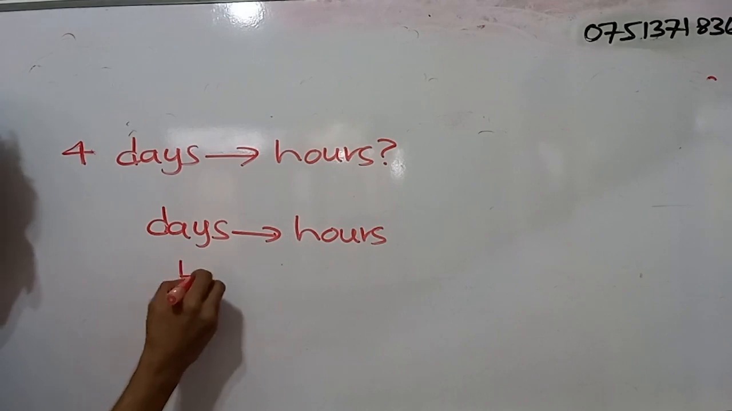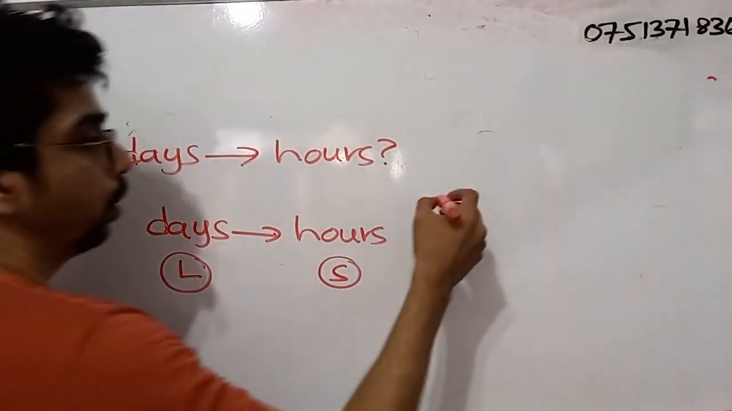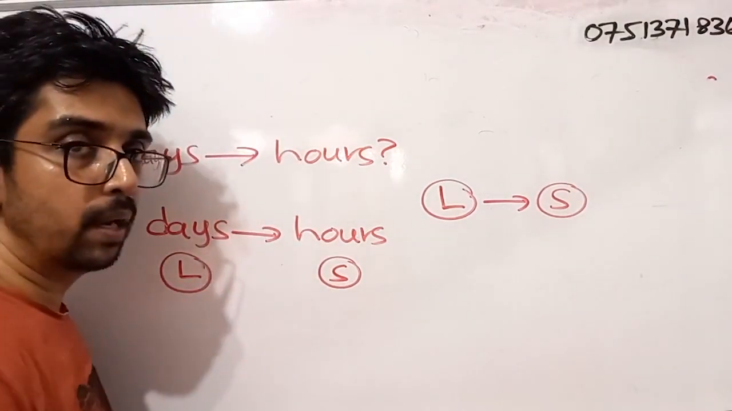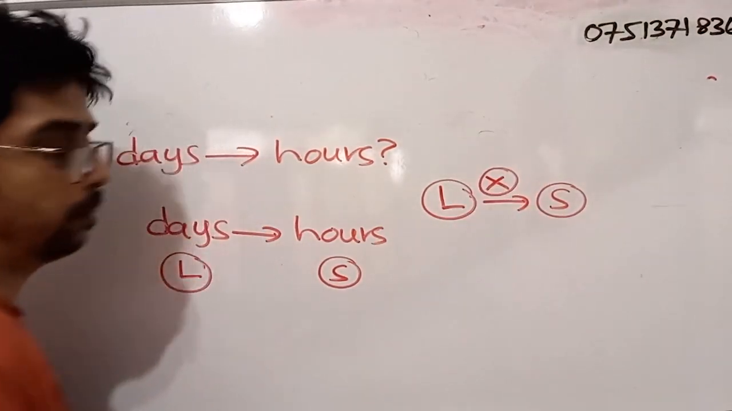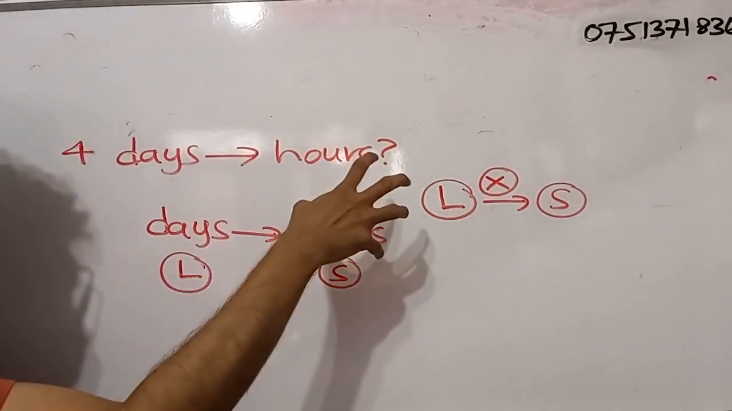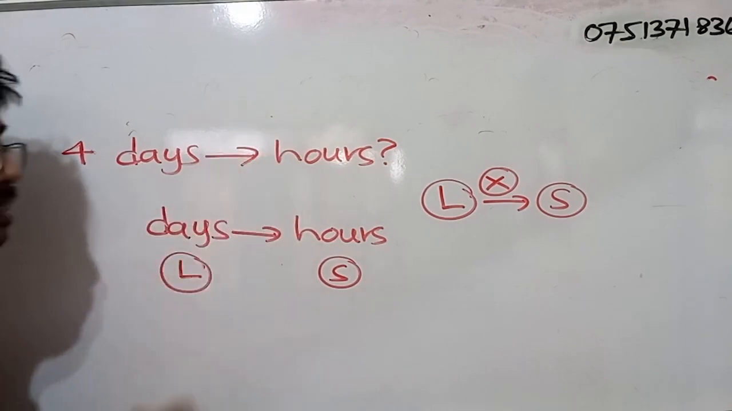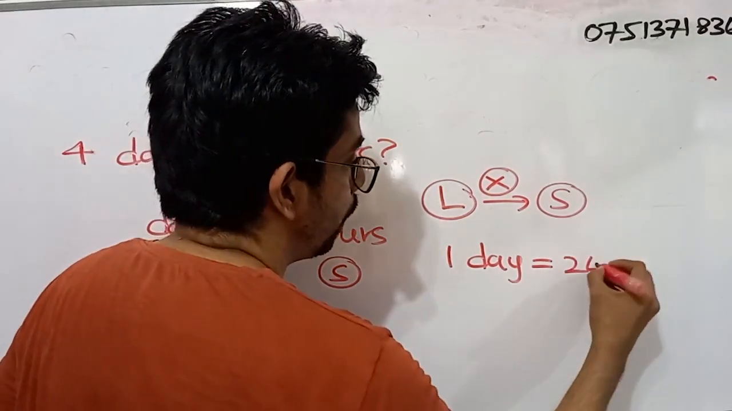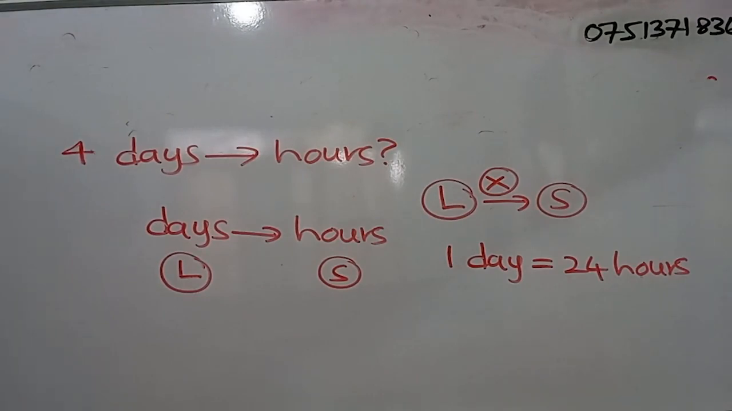So we know days is the large unit, and hours is the smaller unit. So what do we have to do? We have to convert a large unit into a small unit. Now you know, right? We have to multiply. By what amount? For that we need the relationship between days and hours. So we know 1 day is equal to 24 hours. One day is 24 hours.